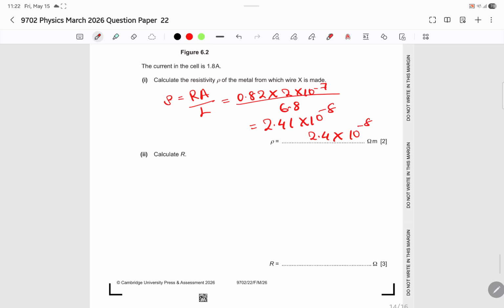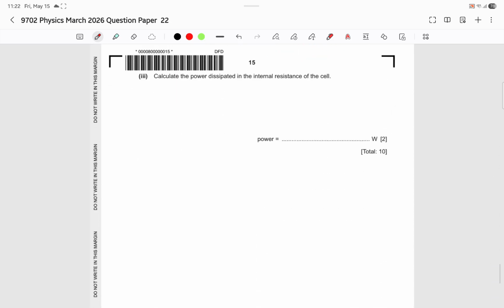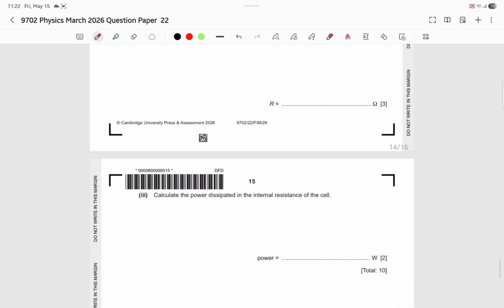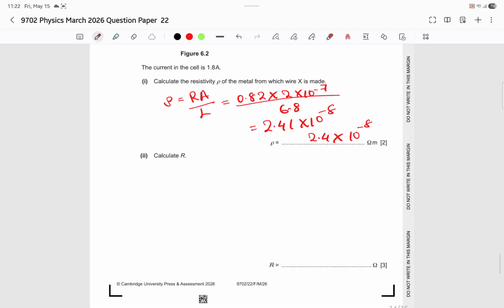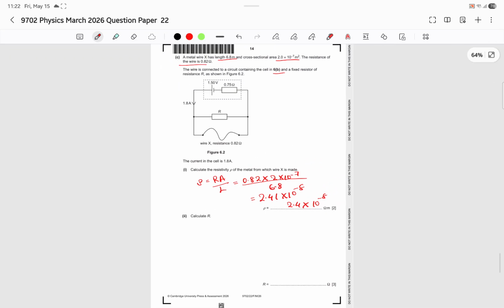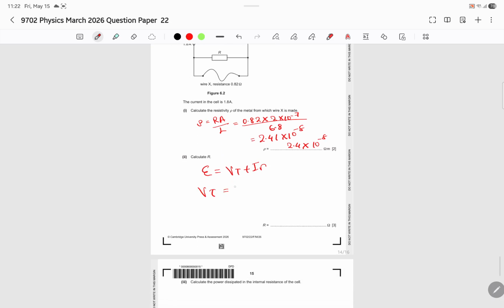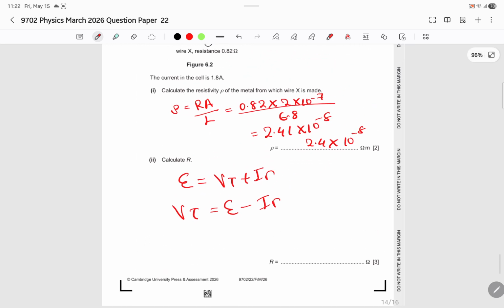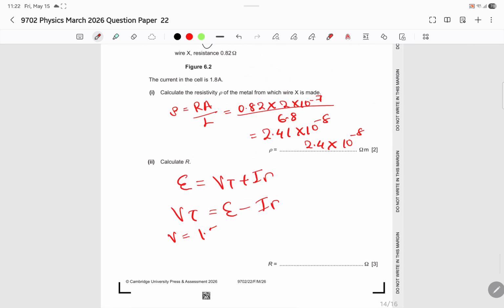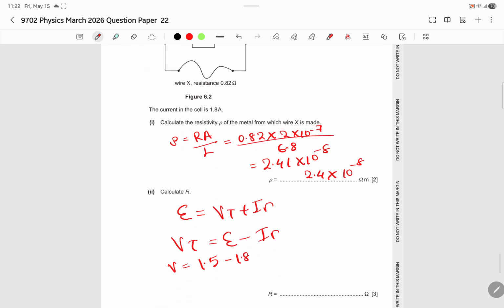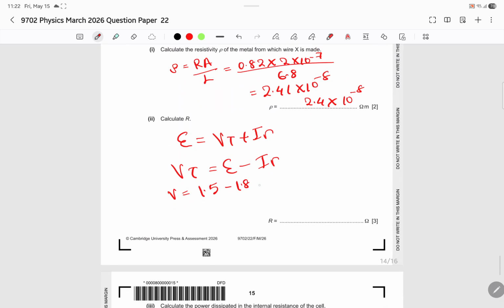Now calculate R. How many questions are there? Okay, we're pretty much almost done. So let's just write down the formula as we did before: Vt plus IR. Rearrange this. Vt is E minus Ir. E is 1.5 minus 1.8, which is the current in the cell, right, into 0.75, which comes up to be 0.15.